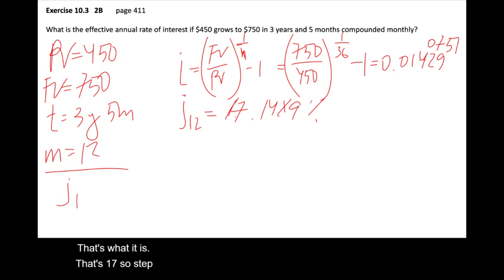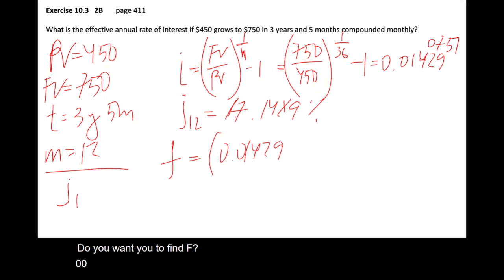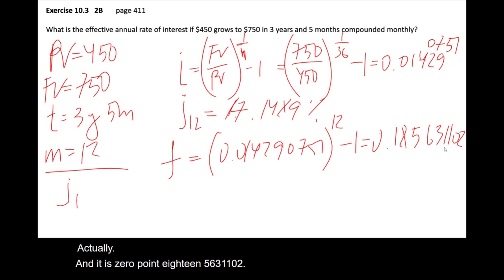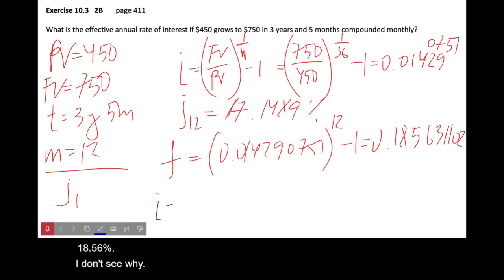So step number 2, they want you to find F. 0.01429 0751 exponent 12 minus 1, actually, right? And it is 0.185631102. That's the answer, 18.56%. I don't see why we cannot do this.